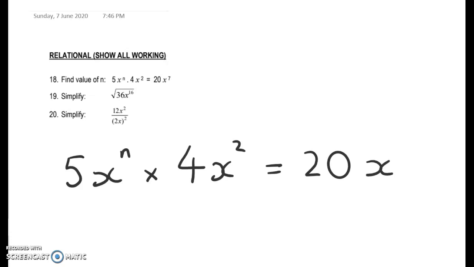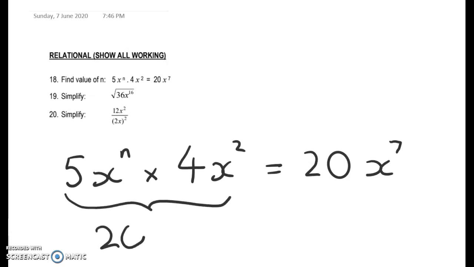So we've got 5x to the power of n. Now that dot is just the same as a times sign. So it's times 4x squared is equal to 20x to the power of 7. If there's an equal sign, that means that the things on either side of it have the same value. So let's see what we've got if we simplify this.